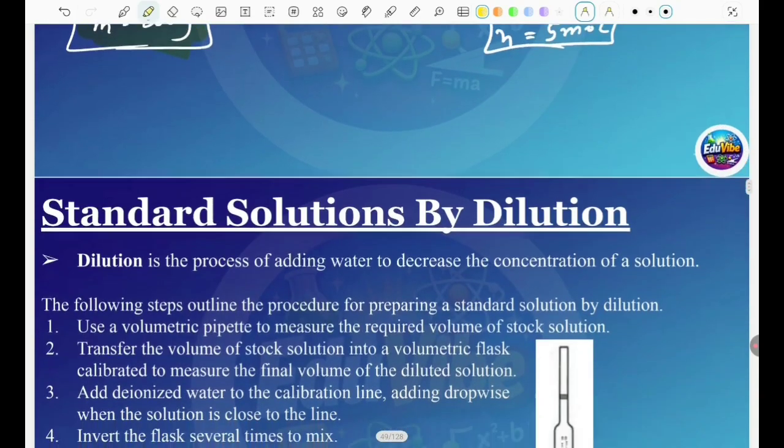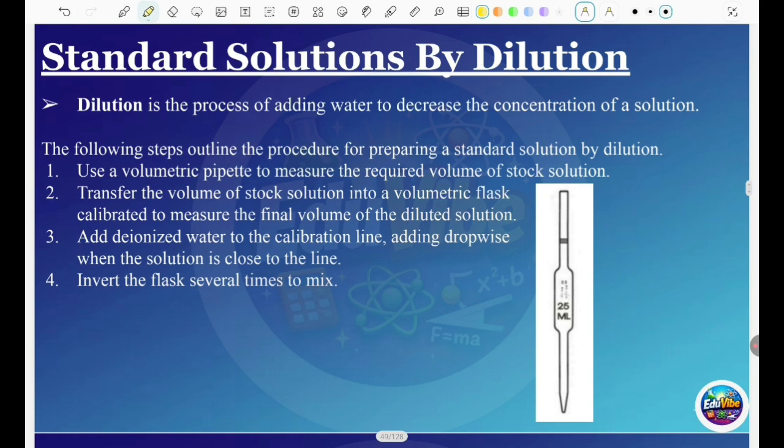So that's all. And now, how to standardize by dilution. This is very important. Dilution is the process of adding water to decrease the concentration of the solution. This process is done to decrease the concentration of the solution. We use this type of thing in your lab. It's called a pipette.